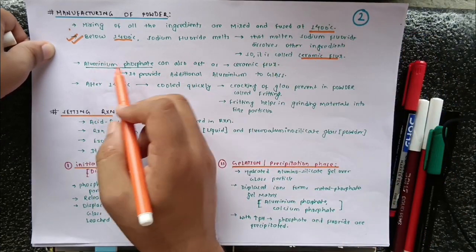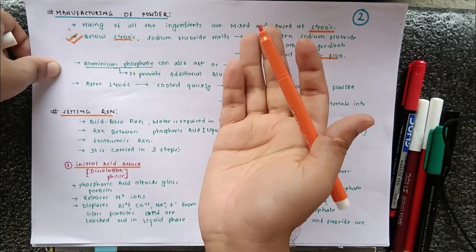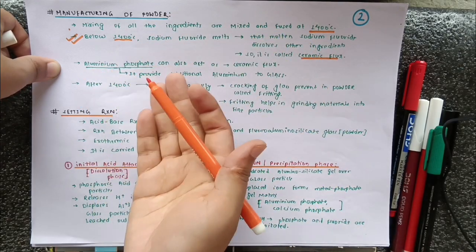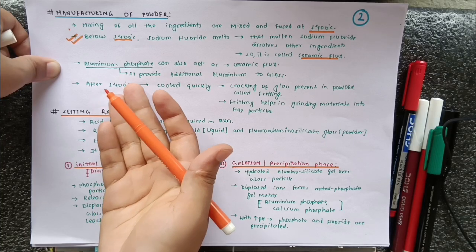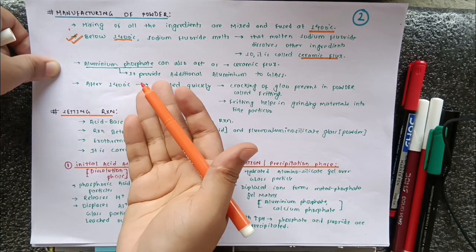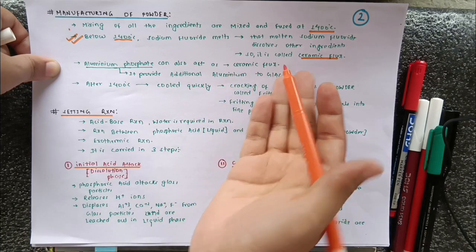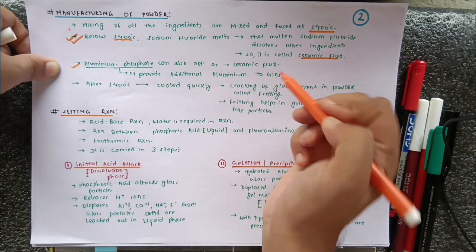Now, aluminum phosphate is also present there, in the liquid. Aluminum phosphate can also act as a ceramic flux like sodium fluoride, but it provides additional aluminum to the glass. So it can also act as a ceramic flux and provide the additional aluminum.